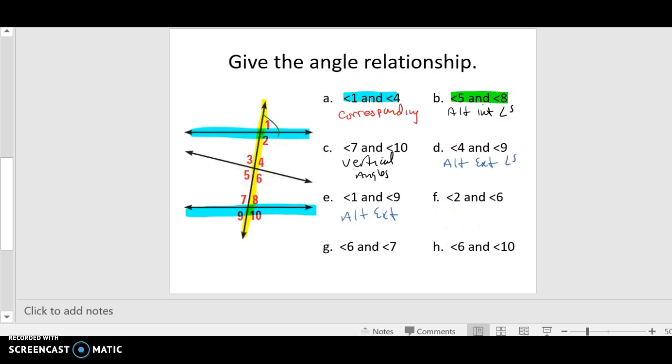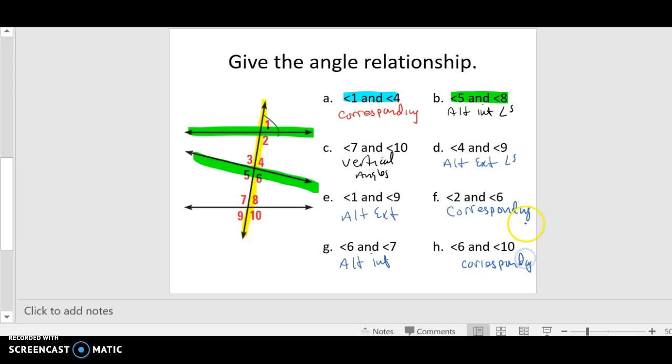2 and 6, I'll highlight the lines they use. 2 touches this line, 6 touches this line, and right away, same side of the transversal, interior, exterior. Therefore, these are corresponding angles. 6 and 7 are alternate interior. And then 6 and 10 are corresponding angles also. All right. Hopefully that makes sense.